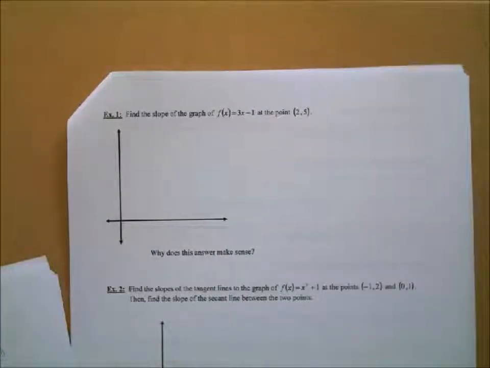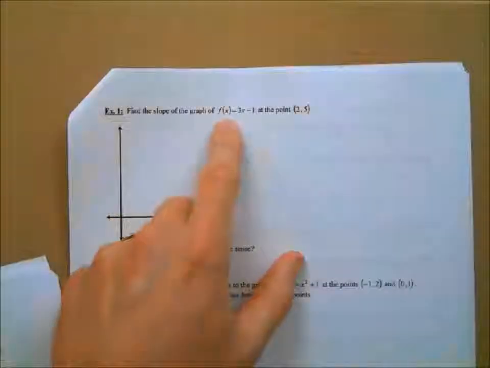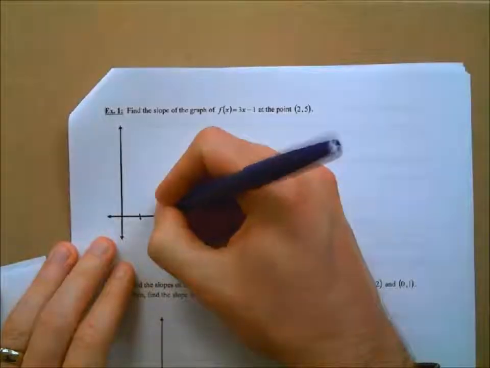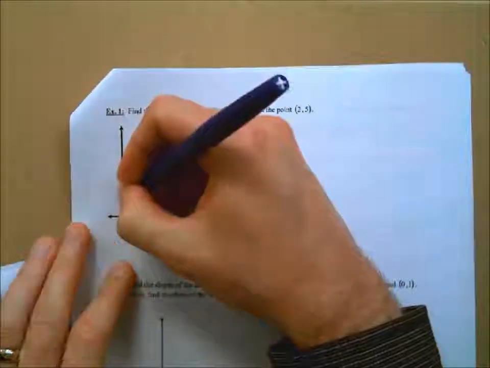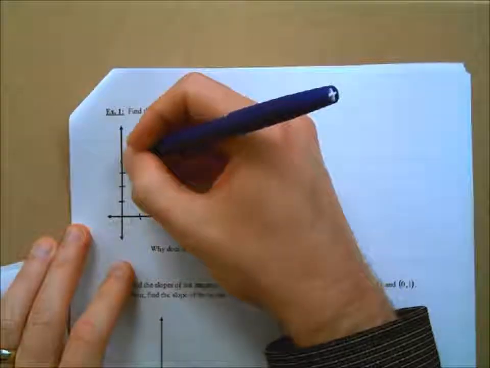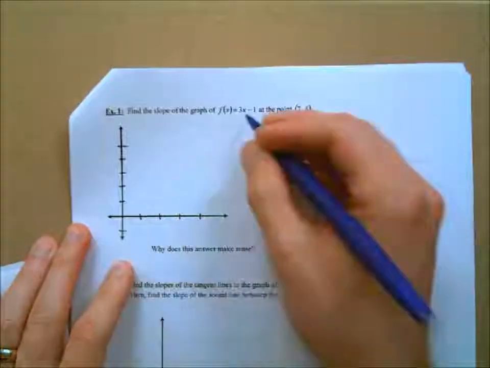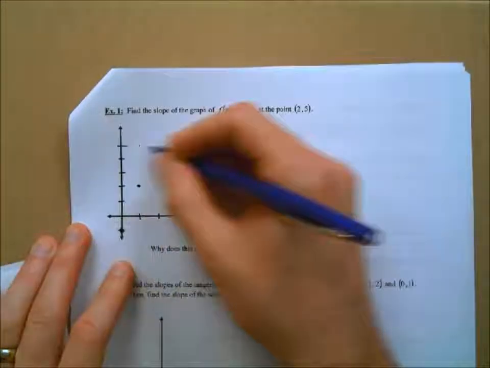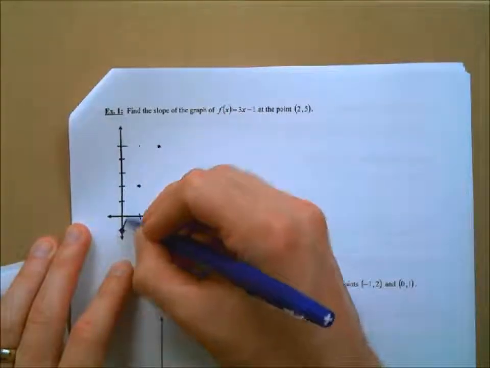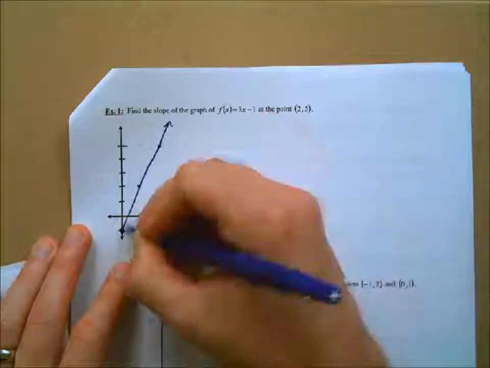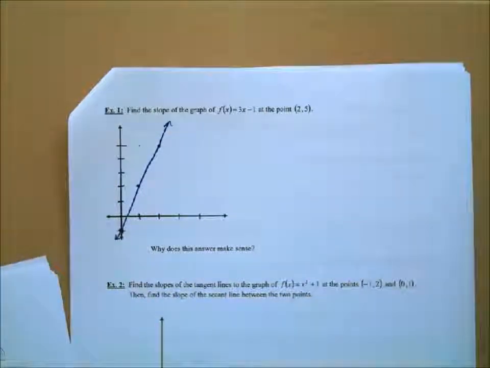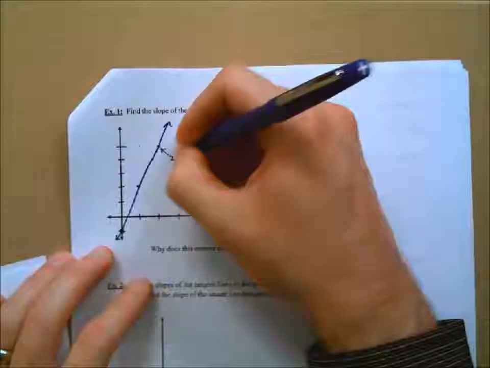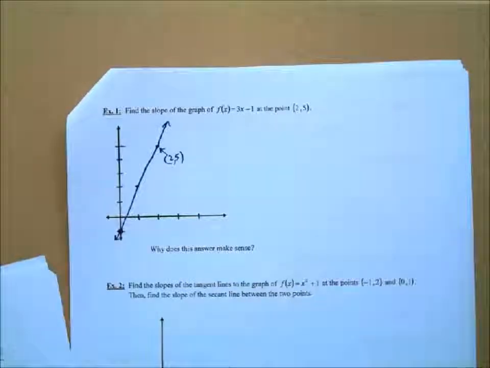Okay, so we want to find the slope of the graph of f of x equals 3x minus 1 at the point 2, 5. Okay, so go 1. Let's graph this thing first. Let's kind of get a good look at it. Okay, so -1, up 1, 2, 3, right 1, up 1, 2, 3, right 1. Okay, so there's our line. And we want to find the slope at the particular point 2, 5. Okay, right there. There's 2, 5.